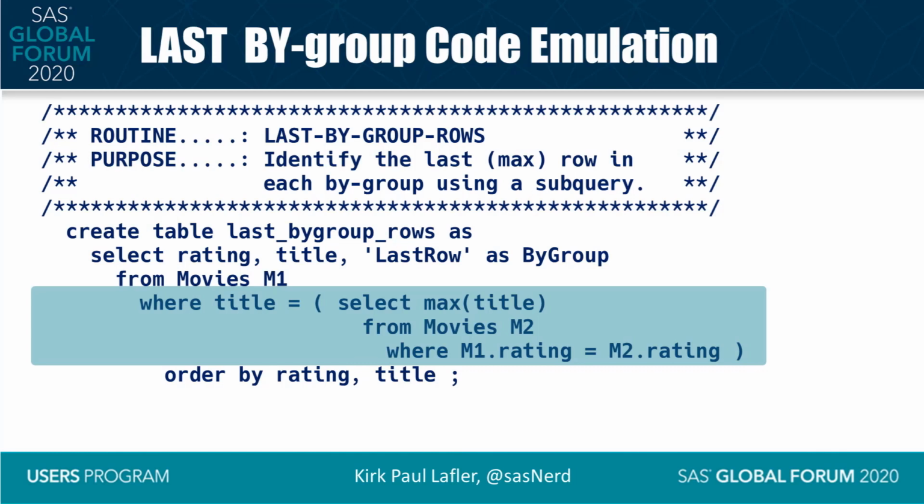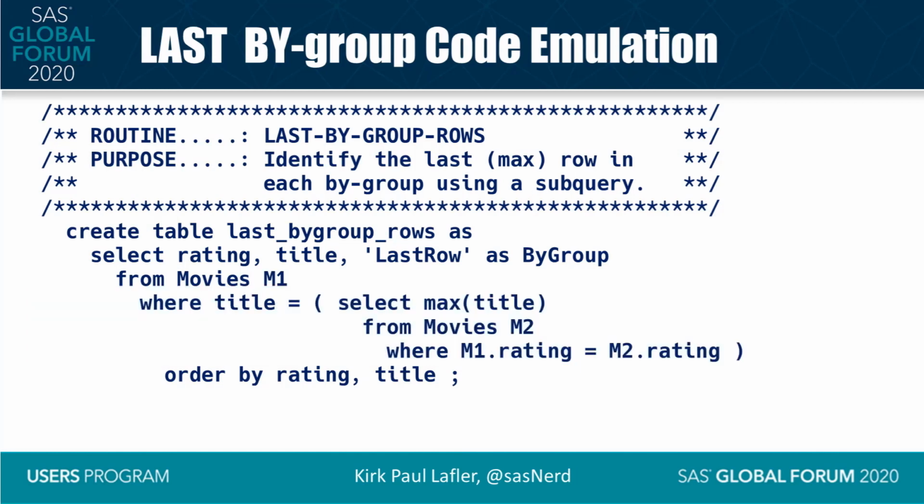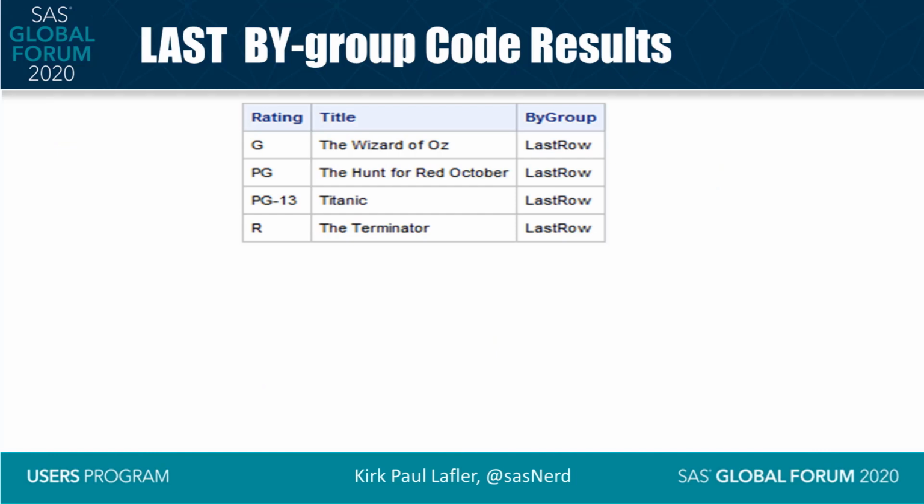And when we run this code, we're going to see that we have 4 distinct groups, the last row in each group. Now you might say, does Wizard of Oz appear twice? Because Wizard of Oz also occurred for the first by group. And now it's showing in the last by group as well. And that's perfectly fine, because by definition, it is the first and last in each group. And then we see the other distinct groups for PG, PG-13, and R.